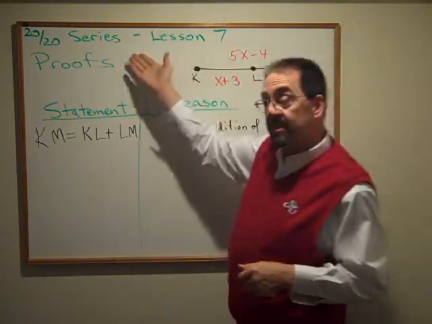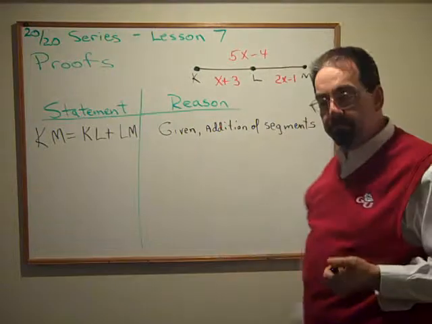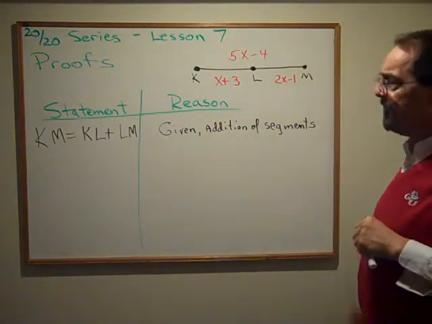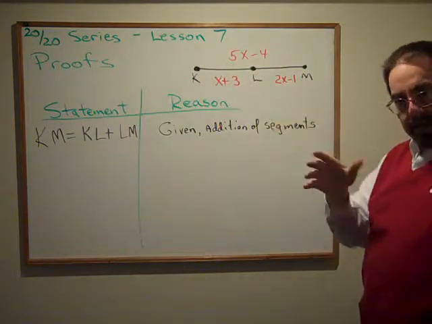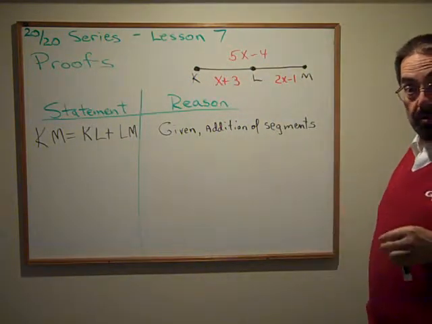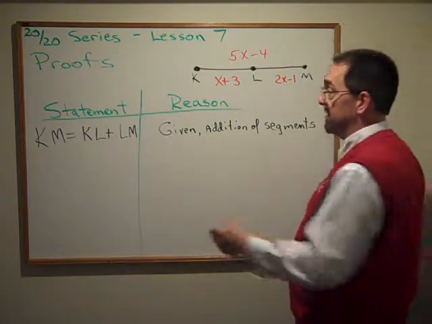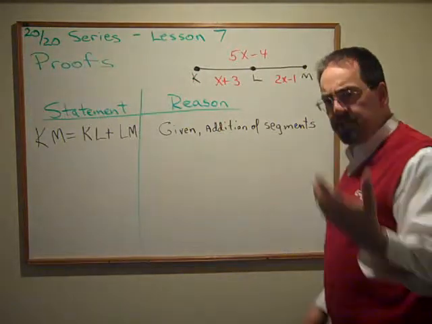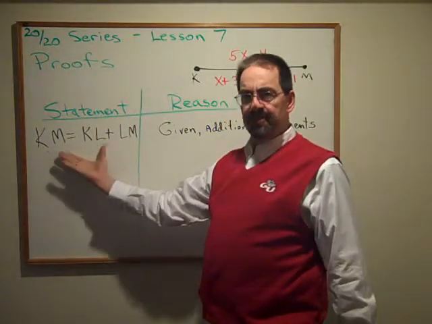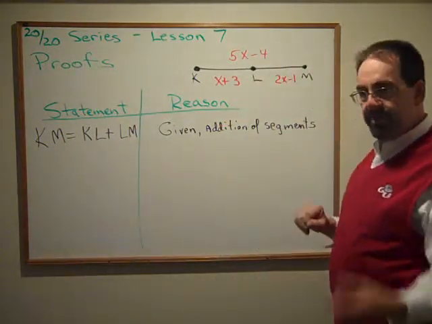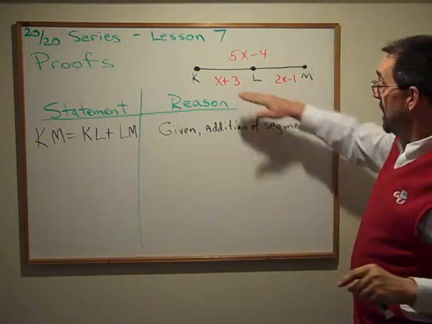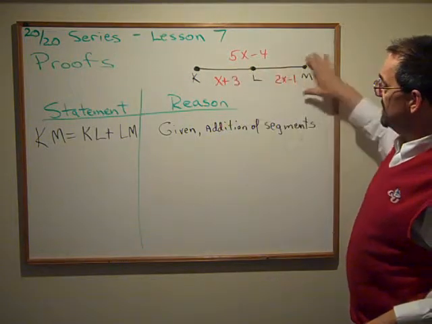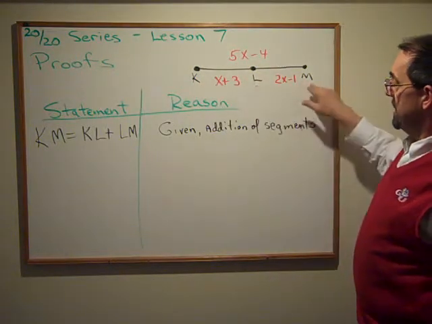Welcome back to Lesson 7 of our 2020 series in preparation for the Geometry EOC at the end of May. Lessons 7 and 8, we're going to get back into those proofs that we did before the holiday season around Thanksgiving. Proofs where we had a statement, and then we had to provide a reason or an explanation that justified those statements. I thought the best way to do this is go back to Lesson 1 when we were talking about adding segments. We're given this segment with K, L, and M.